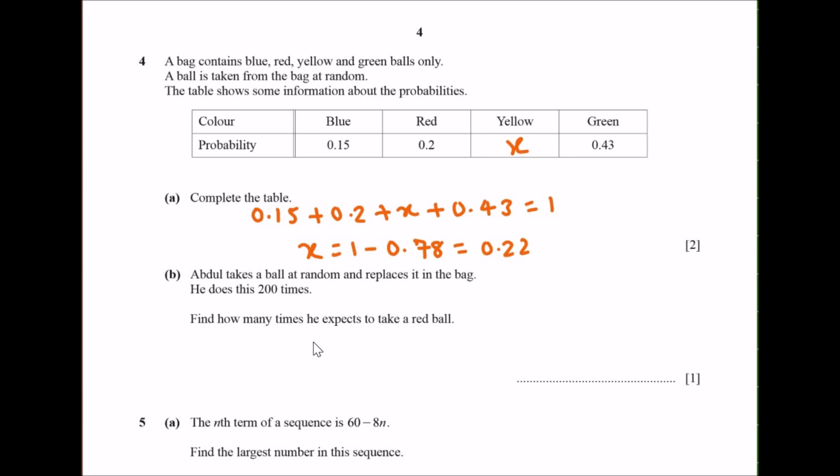So it is 200 times. And what is the probability for a red ball? We can see here in the table it's 0.2. So 200 times 0.2, and that comes to 40. So the answer will be 40.